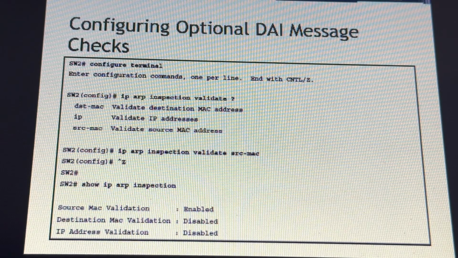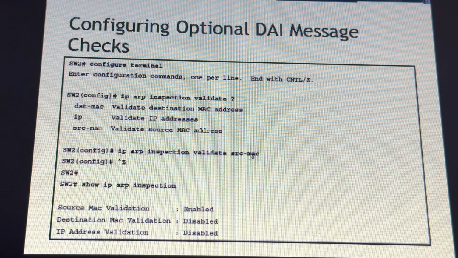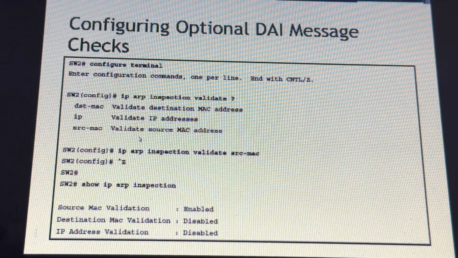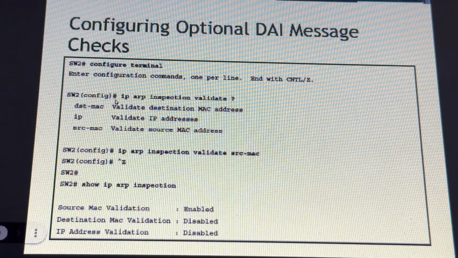So we do have some test commands basically that allow us to check to see if the MAC address is good. So our inspection, we're validating the source MAC. We can also validate destination MAC or IP. Most often it's going to be source MAC. And then you show your inspection.